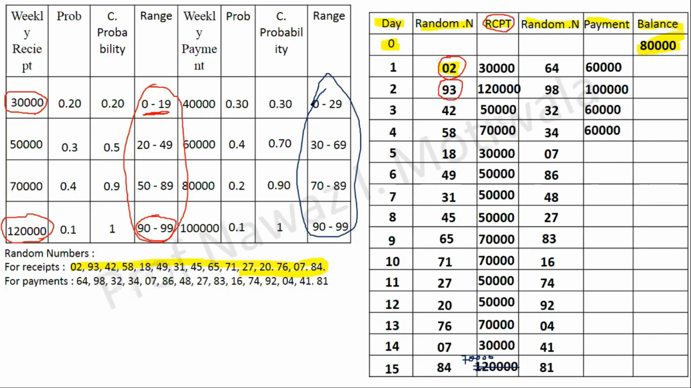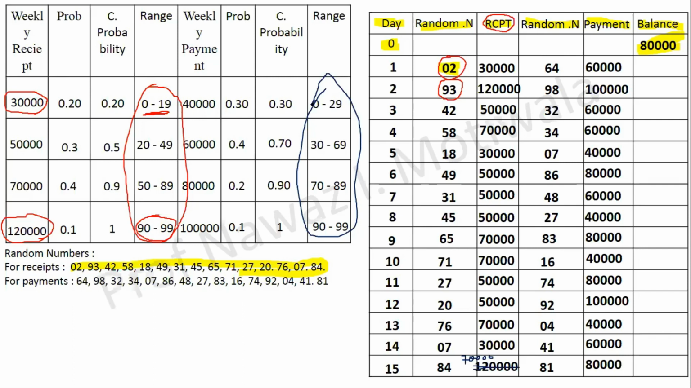60,000, 40,000, 80,000, 60,000, 40,000, 80,000, 40,000, 80,000, 1 lakh, 1 lakh 40,000, 60,000, 80,000, 80,000. This completes the payment side.